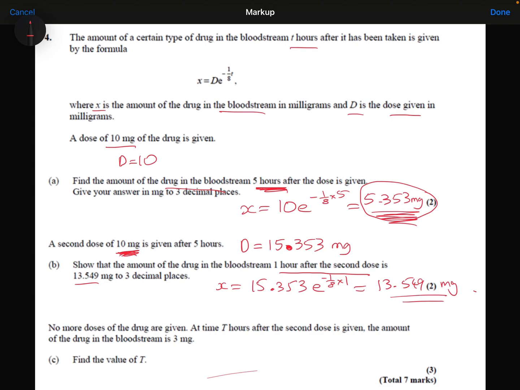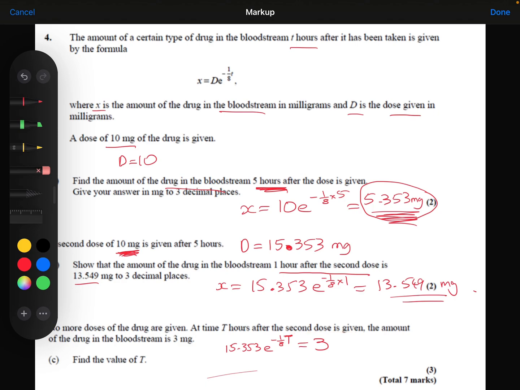Well, remember what I've said. When the second dose is given, there is 15.353 milligrams in the bloodstream. And that's decaying according to this rule. Let's change the point to this rule, where 15.353 e to the minus 1/8 times T. Now, I've put a capital T there because I'm looking for the precise moment, the specific time when that's going to equal 3 milligrams.